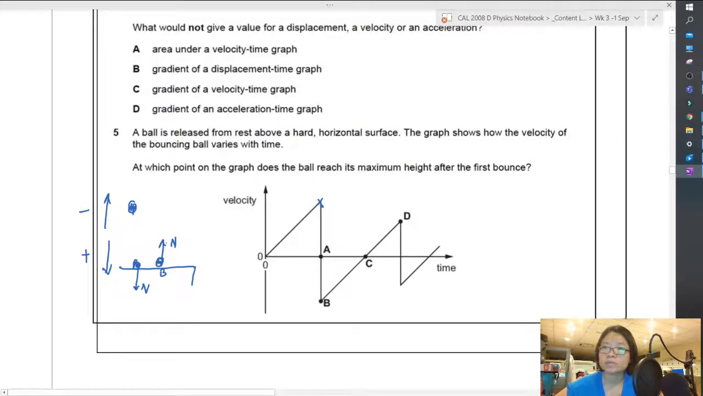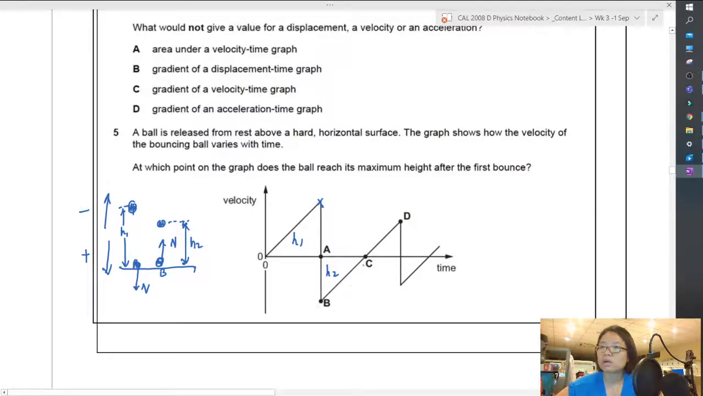So this is point B. It will leave the ground until it reaches maximum height. I think it's fairly obvious that this height difference here to here, I'm just going to call it H1. This one is obviously much bigger than H2, which is here to here. So this is my rebound.